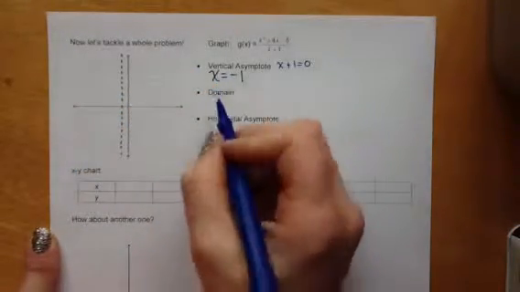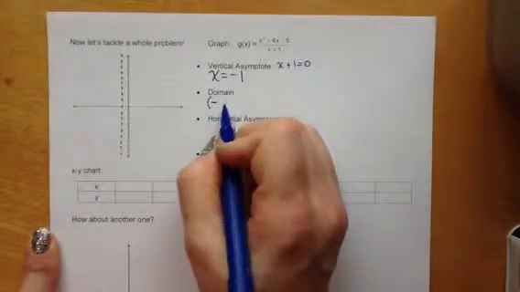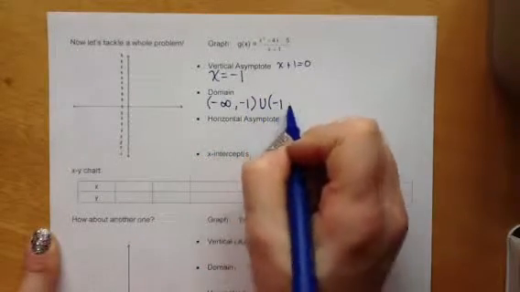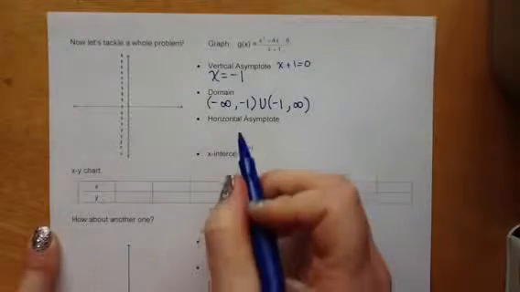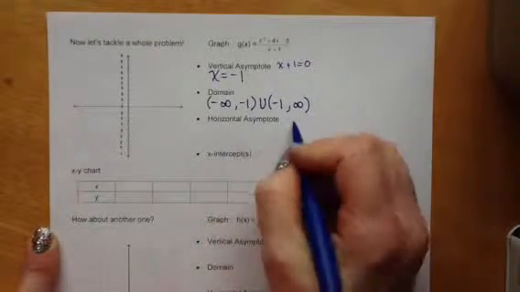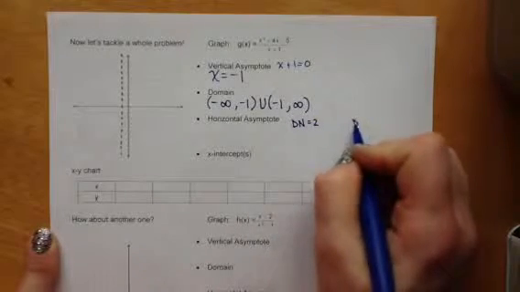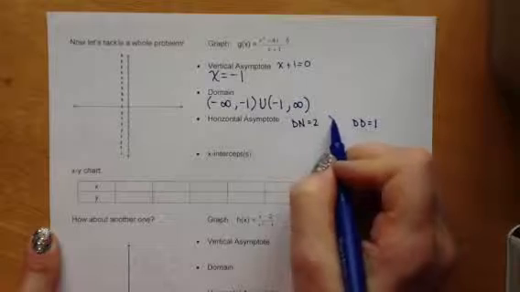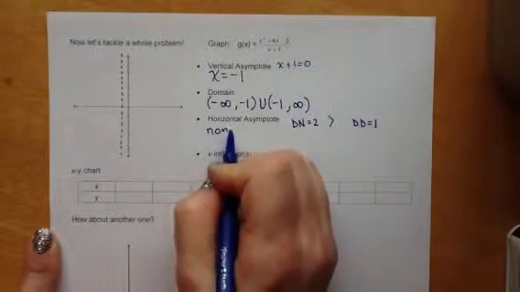The domain, remember for domain, I just skip over any vertical asymptotes I have. So I go -infinity to -1, skip over -1, and go back from -1 to infinity. Horizontal asymptote. The degree of the numerator is 2, degree of the denominator is 1, and that means the numerator is bigger than the denominator, so I will have no horizontal asymptote.